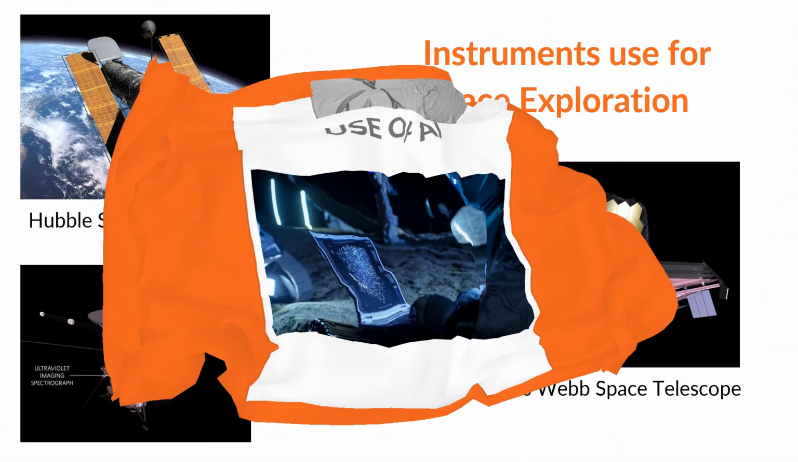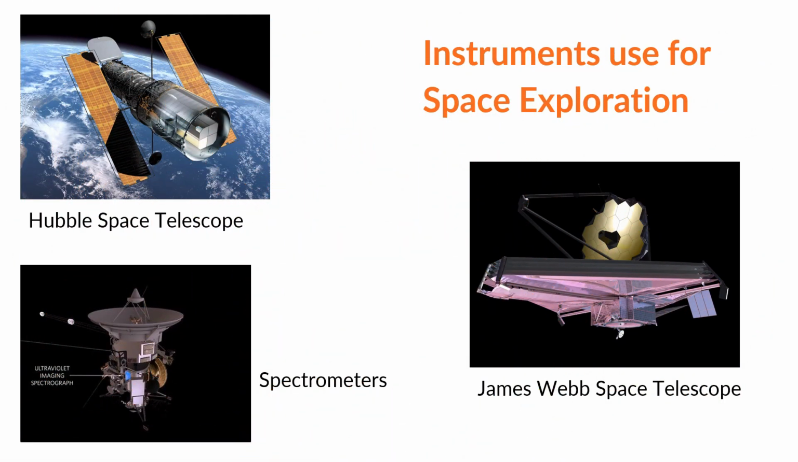The instruments used for space exploration, they have really interesting instruments to use. Two of them are the telescopes: the Hubble Space Telescope and the James Webb Space Telescope. The Hubble Space Telescope is a really old telescope. They launched it to low Earth orbit in 1990. It still remains in operation.